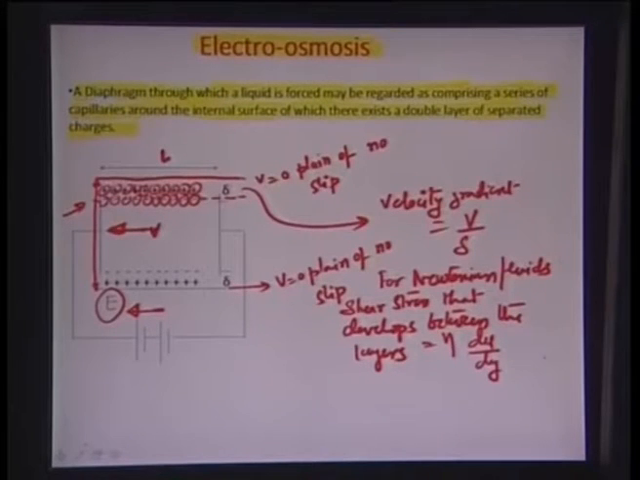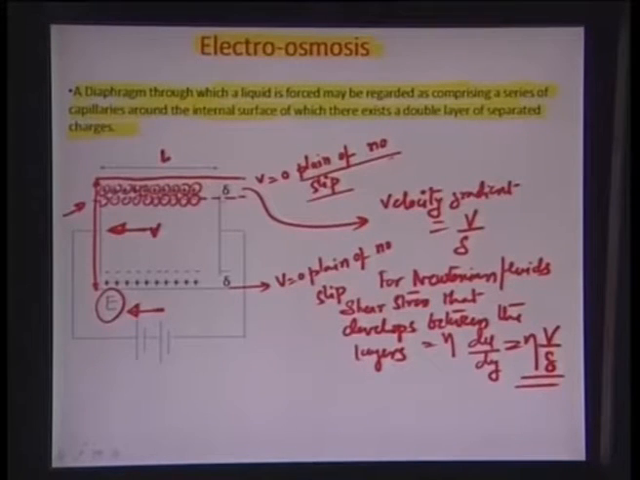So let us think about this case where this particular Helmholtz layer has started moving. Before it starts to move, it would have to undergo the necessary shear stress to create this velocity gradient V by delta. So essentially we can represent this as eta times V by delta. This is the amount of stress, the force per unit area, that is needed to shear the outer Helmholtz plane with respect to this layer of no slip, which is present close by as the inner solvation cell close to the surface.